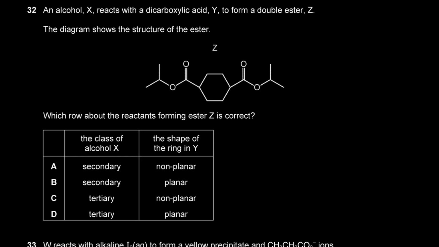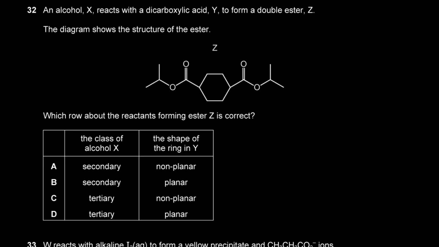An alcohol X reacts with a dicarboxylic acid Y to form a double ester Z. The diagram shows the structure of the ester. Which row about the reactants forming ester Z is correct? We want to identify the class of the alcohol X and the shape of the ring in Y. So first we're going to look at the alcohol in X, right?